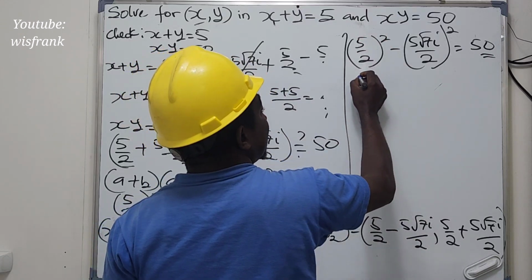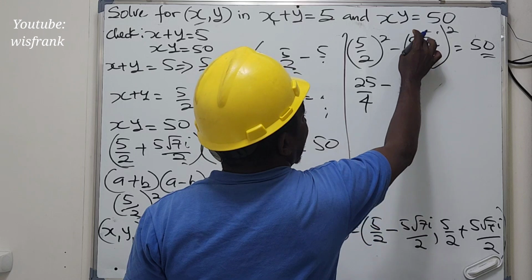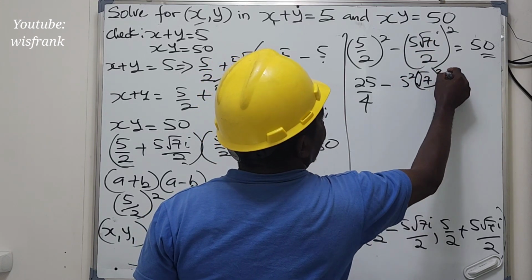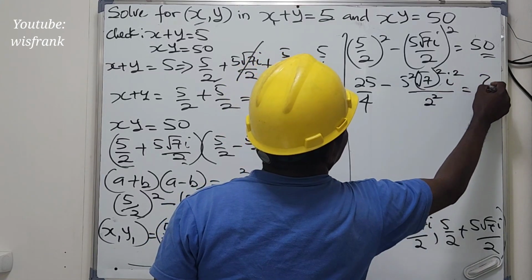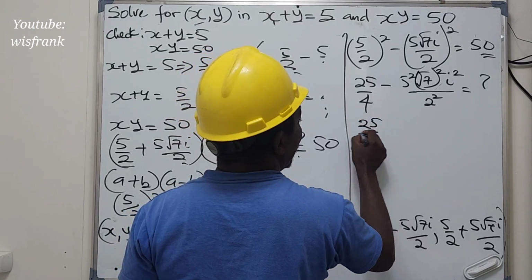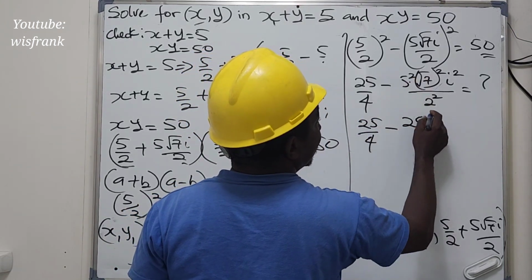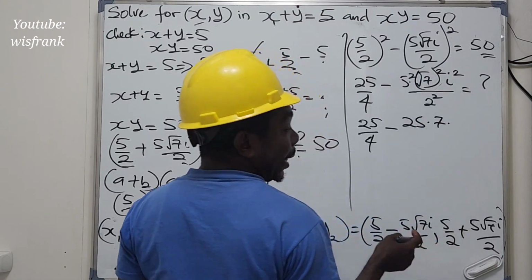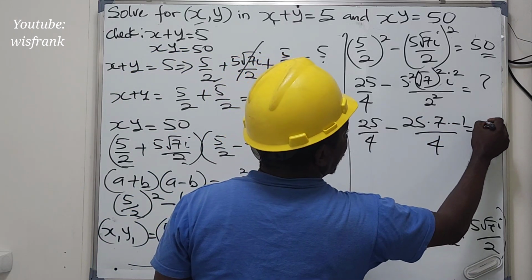5 to the power of 2 is 25 all over 4 minus, here will be 5 to the power of 2 times root 7 to the power of 2 times i to the power of 2 all over 2 to the power of 2, which will equal 50. So now we can see that we have 25 all over 4 minus, 5 to the power of 2 is 25, then root 7 to the power of 2 is 7, times i to the power of 2 is minus 1, all over 4. Will this equal 50?